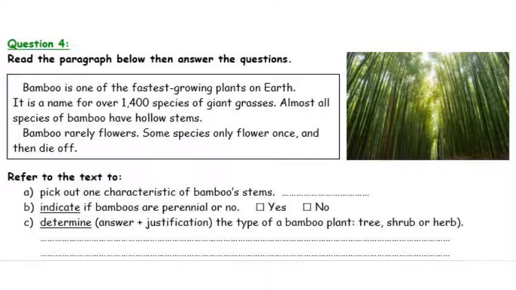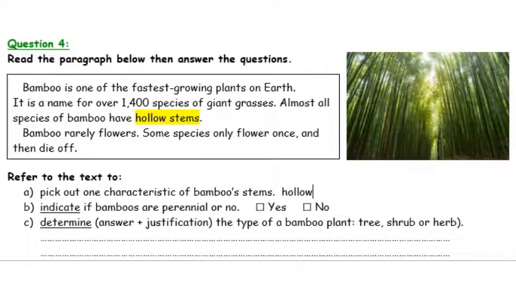Pick out one characteristic of bamboo stems. What did they say about the stem of the bamboo plant? What did they say? They said that bamboos have hollow stems. This means that they have unfilled space in the stem. So their stem from the inside, it's like there's a hole. So the bamboo stem is hollow.